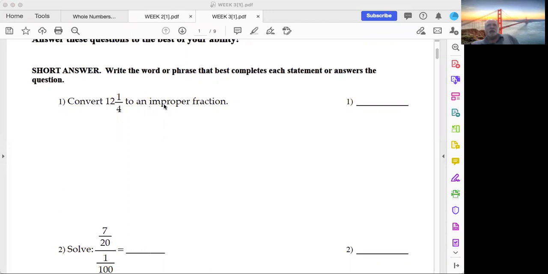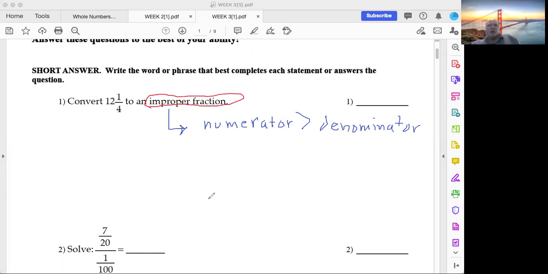Okay, so an improper fraction is a fraction where the numerator is greater than the denominator. Means that the number on top is bigger than the number on the bottom. So when we see a number like 12 and a fourth, that's the same as saying the number 12 plus the number 1/4.